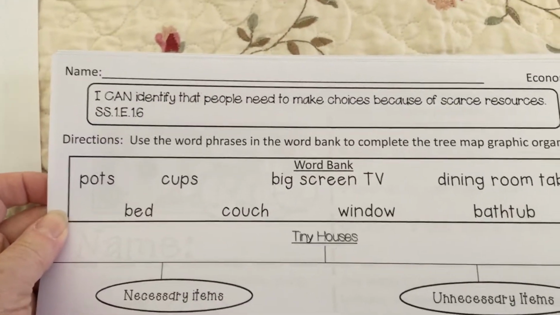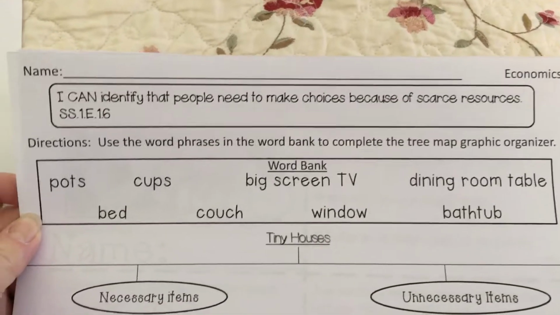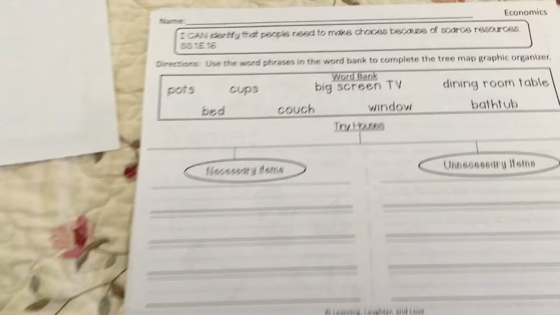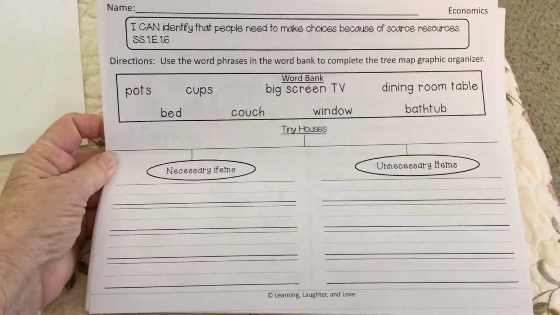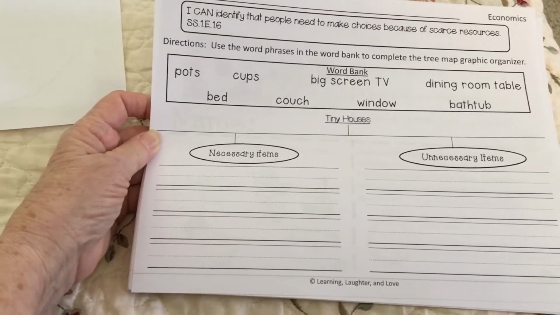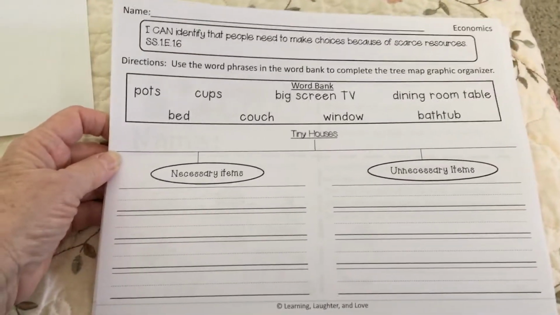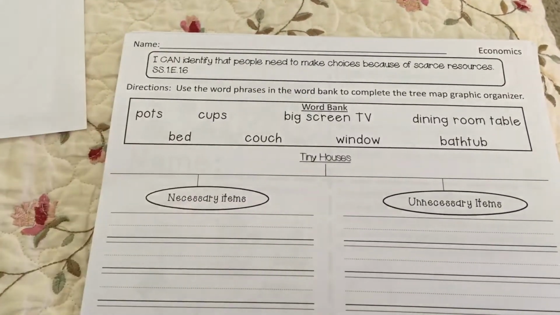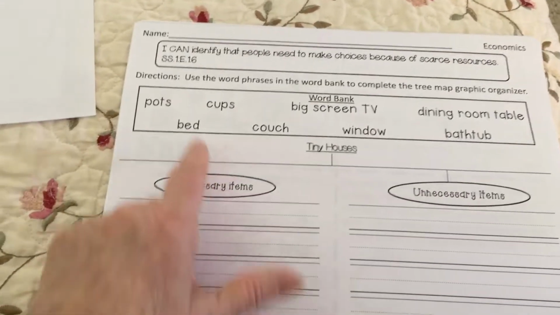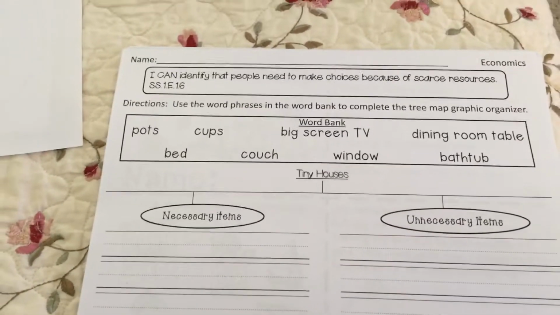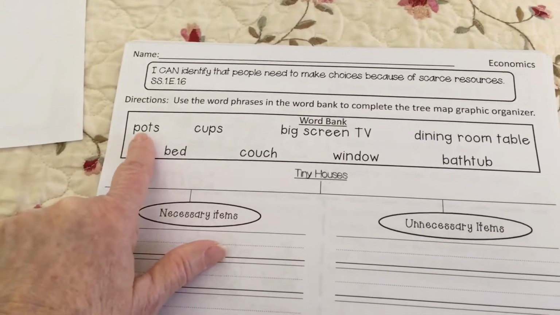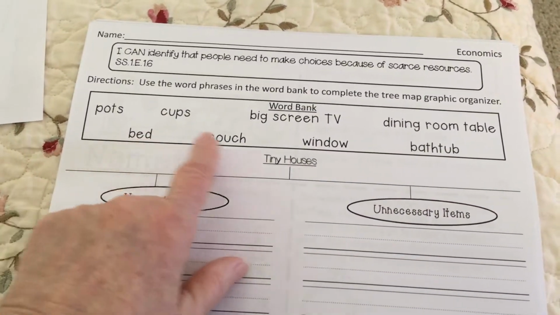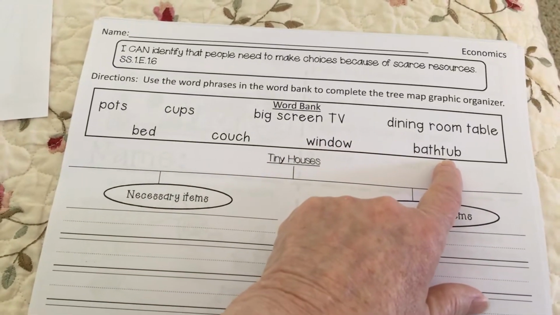I can identify that people need to make choices because of scarce resources. Boy, don't we have to make choices right now, because we can't go outside, we can't go places, we can't get to the grocery store, and I know a lot of people have been buying up a whole bunch of stuff, and then there's nothing left for other people to buy. So think about that while you're doing this paper. Use the word phrases in the word bank to complete the tree map graphic organizer. So out of these things, what are necessary? What are things that we cannot live without? Pots, cups, big screen TV, dining room table, a bed, a couch, a window, and a bathtub.